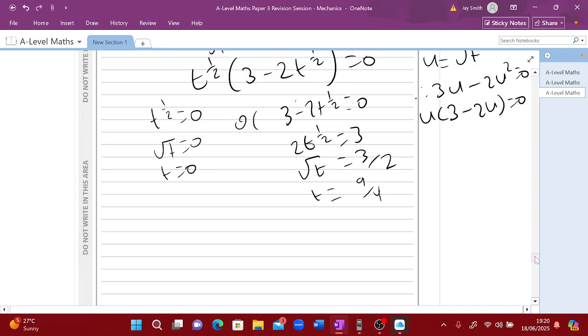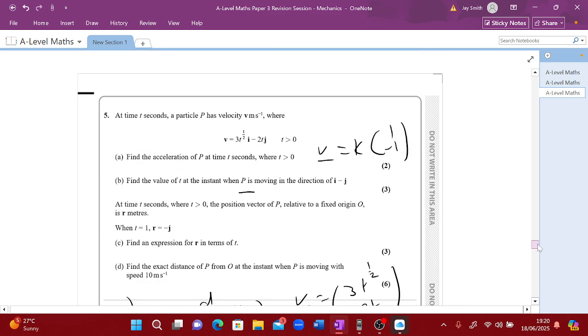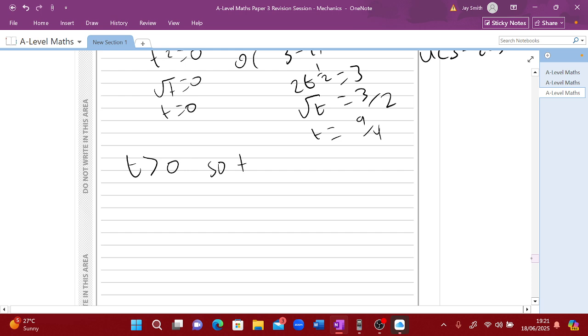Well, clearly t is greater than 0 exactly, because that's boring. When t is 0, it's kind of trivial because when t is 0, velocity is 0. So then that's saying k would have to be 0. That's kind of not what we want. Oh, there we are. It even explicitly says t has to be greater than 0. But it wouldn't make sense either. It would be such a pointless solution. But anyway, so t is greater than 0, so clearly t has to be 9 over 4.